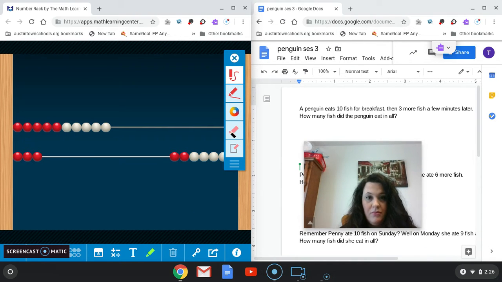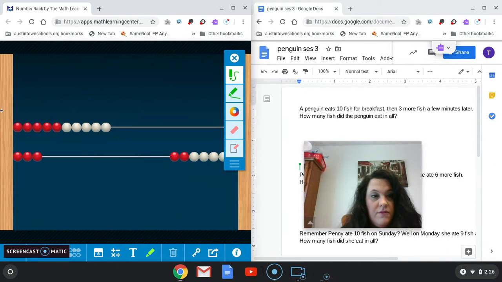So I want to write an equation to go with this. Let me get my marker here. I have 10 on the top row plus 3 gives me how many fish altogether here? Let's count on: 10, 11, 12, 13. That penguin ate 13 fish. Nice job. All right, let's do another one here.